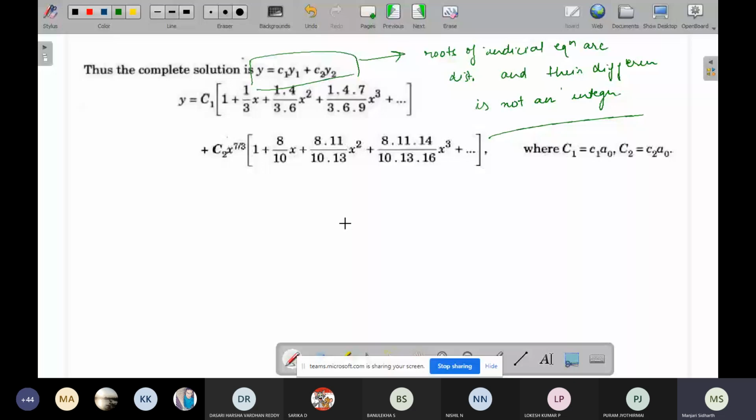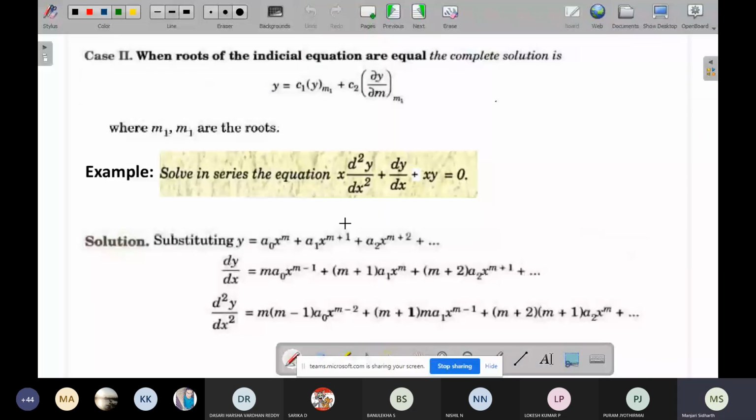Now, second case, when the roots of the initial equation are equal. Equal means like you are substituting first this a naught x power m and so on. Find dy by dx, find d2y by dx square. Substitute in the given differential equation. Then comparing the coefficient of the lowest power of x, you will get the initial equation, and for that initial equation you will get two roots. Both the roots are the same.